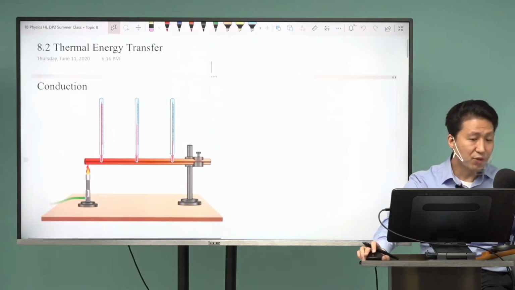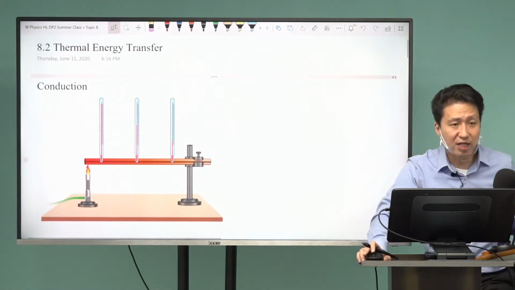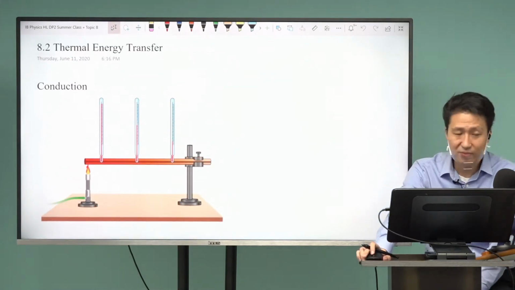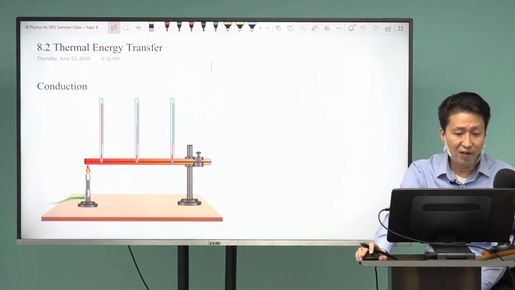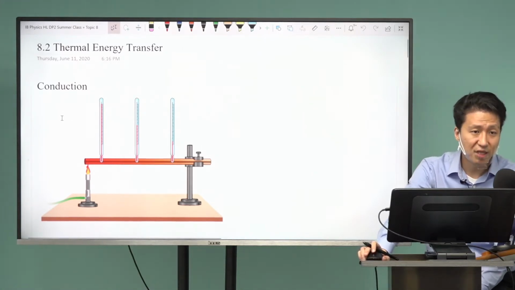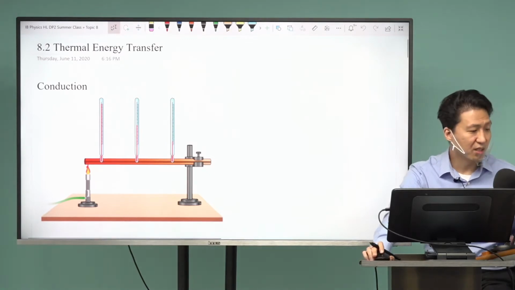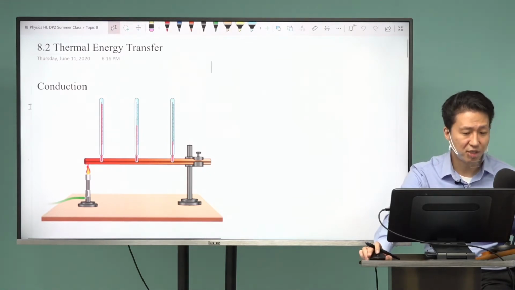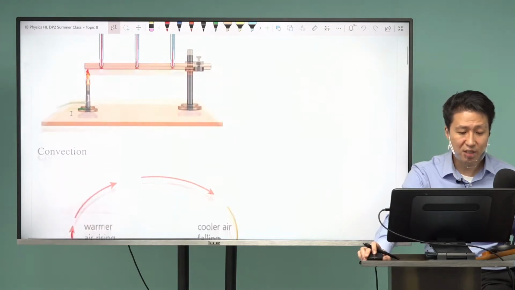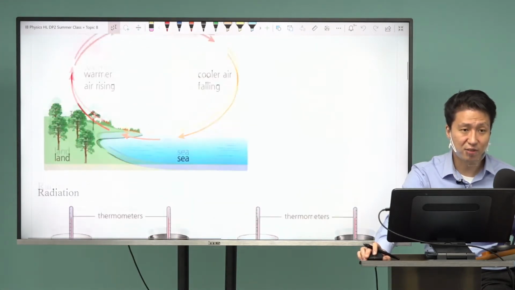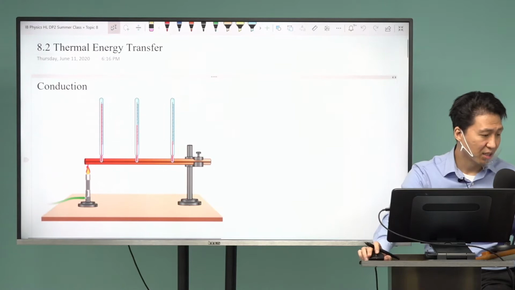Now, we will start with chapter 8, section 2, thermal energy transfer. A lot of you have already seen most of this, maybe at the lower level. The first one we consider is conduction. We consider conduction, convection, and radiation. So, beginning with conduction.